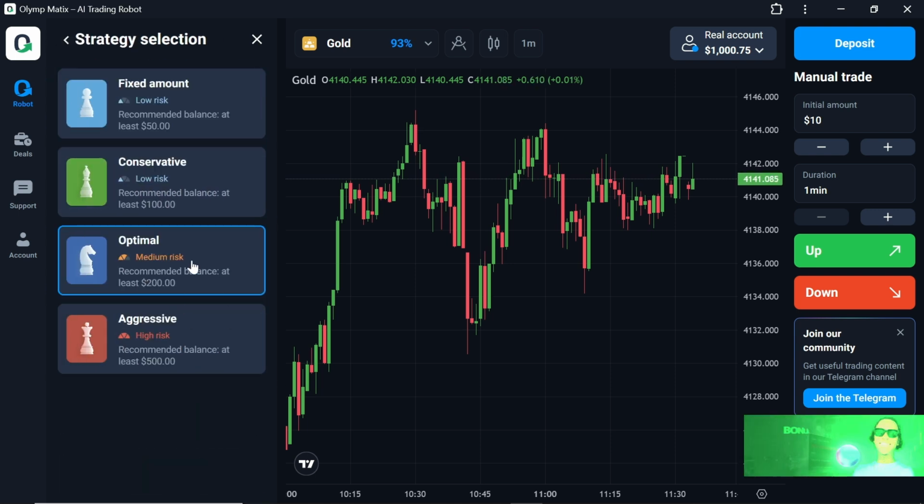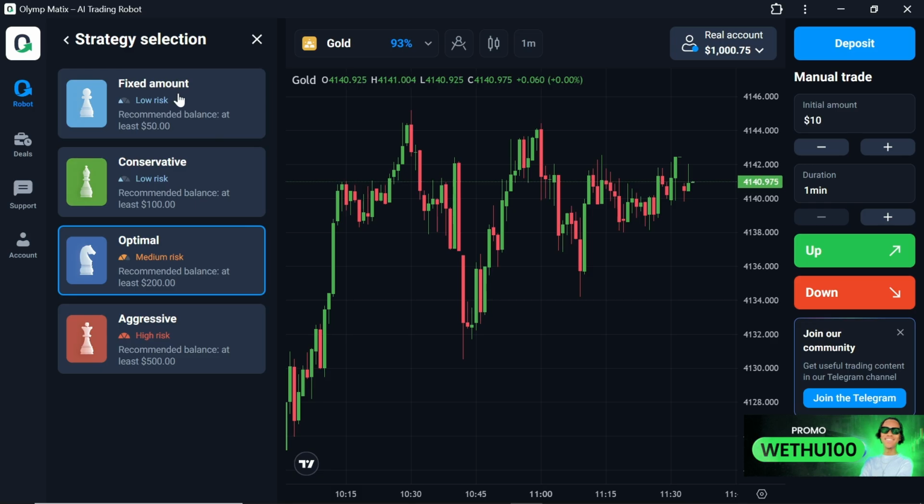And I'm obviously gonna use optimal, but then there's a variety of strategy selection you can choose from: fixed amount, whereby the robot risks maybe, let's say, $1 to make $1. Even if you lose, it's going to be consistently risking $1.